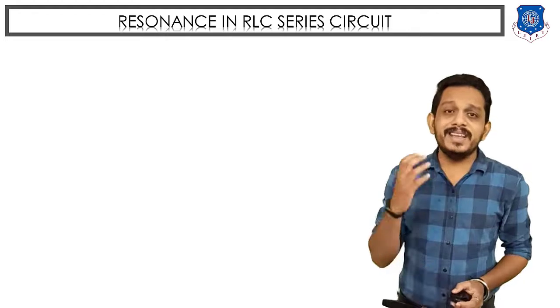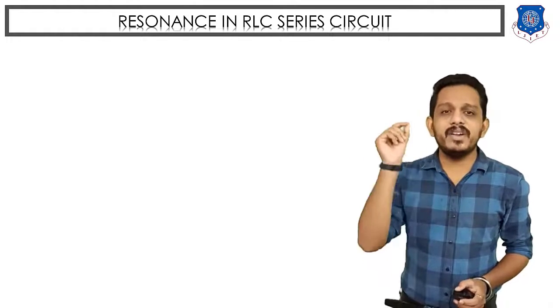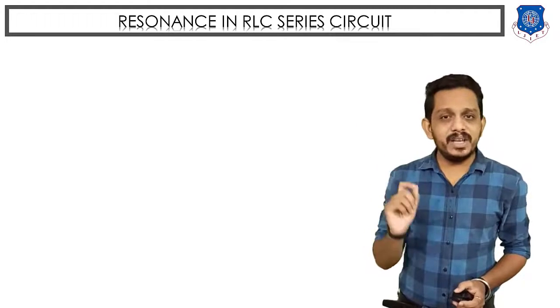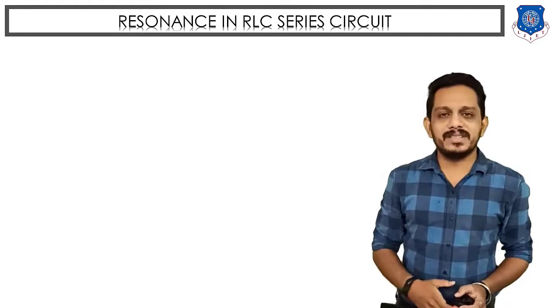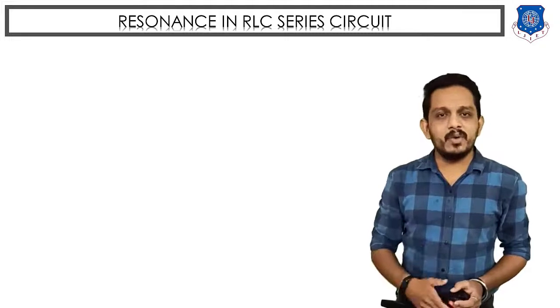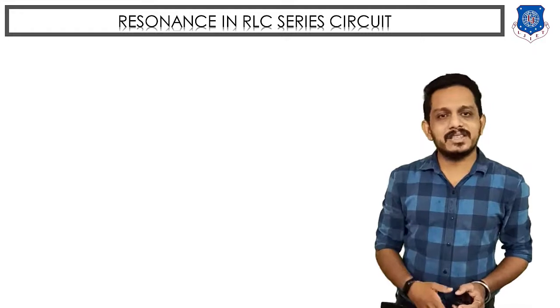Obviously they cancel out each other, and in that circuit only the resistive effect will be present. The condition at which VC and VL become equal is known as resonance in a series RLC circuit. So today's video is all about the resonance condition in any series RLC circuit.